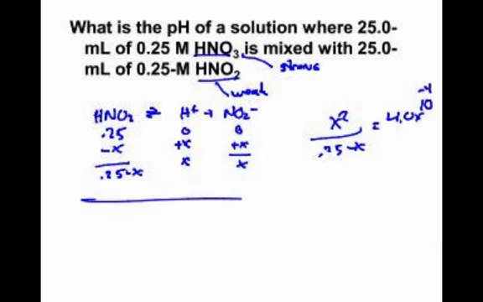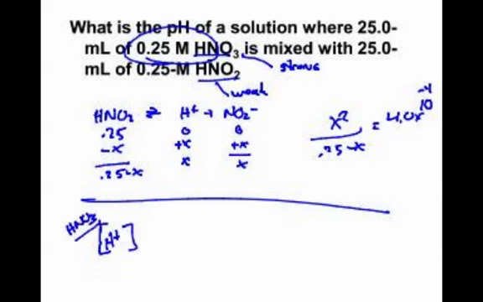But guess what? The problem with that is the nitric acid. It's strong. It wins. It's going to completely dissociate. So the concentration from the nitric acid is a little tricky on this one because we are pouring 25 milliliters of each together. So the actual concentration is not 0.25.